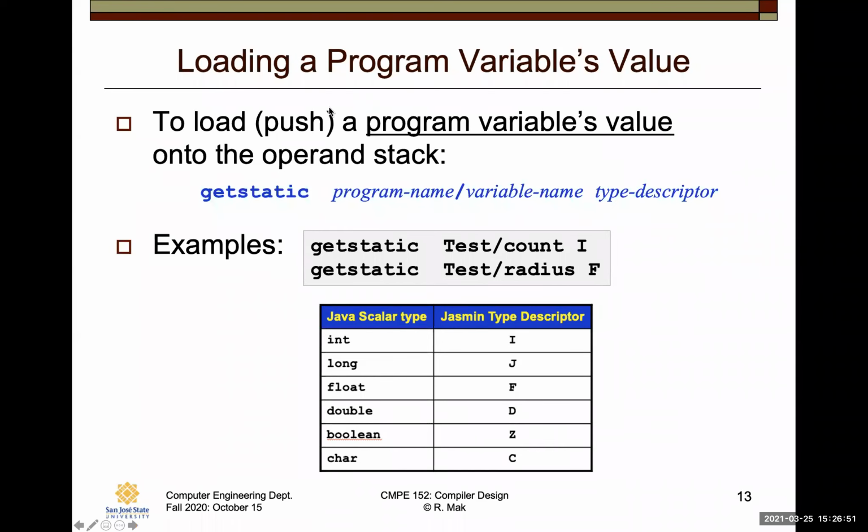Okay, well, program variables have some Jasmine instructions that are specifically for program variables. Let's say we want to push the value of a program variable onto the operand stack. That is a getstatic. Now, why is it getstatic?